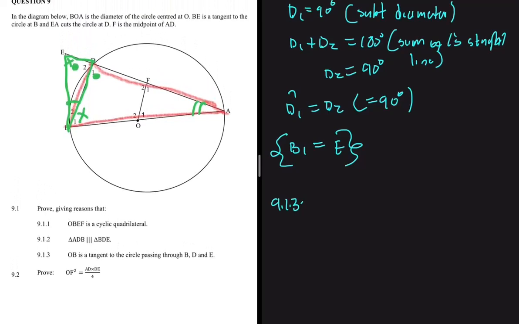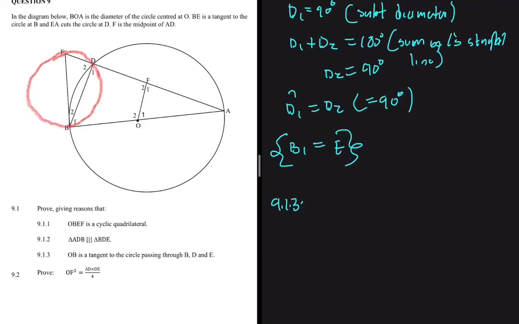So let's construct that circle so that we can have clarity, right? We want a circle passing through BDE. So it's a circle that looks something like this. It's passing through B, it's passing through D, and then it should pass through E. So it's a circle like that, right?